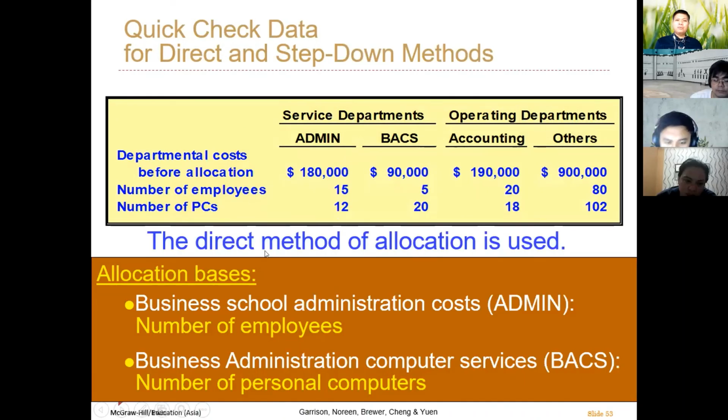Okay, quick check data for direct and step-down methods. What are the service departments? Admin and BACS, Business Administration Computer Services. I was thinking of a bidding committee. How are they allocated? Admin is allocated based on the number of employees, and BACS is allocated based on the number of personnel computers.